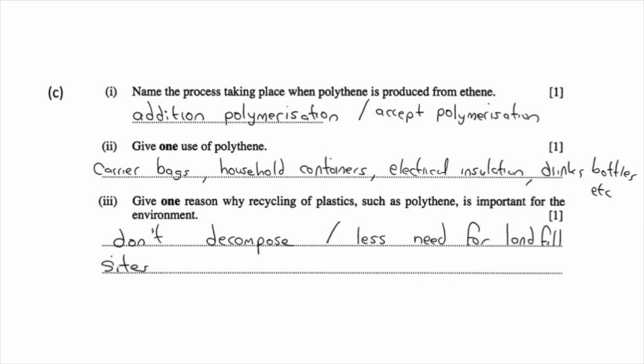Now it says give 1 use of polythene. So there are lots of possible answers here. You could say carrier bags, household containers such as buckets and washing up bowls, electrical insulation, drinks bottles, etc.